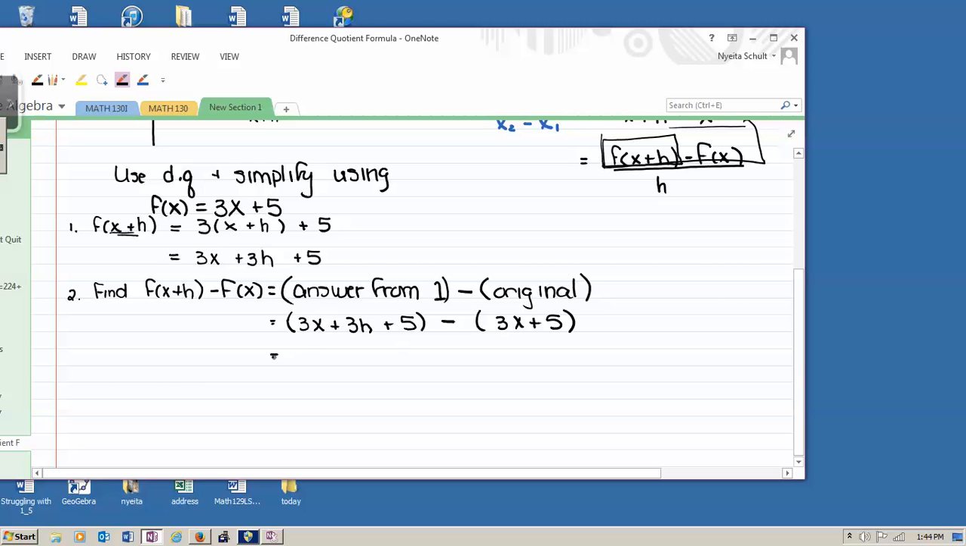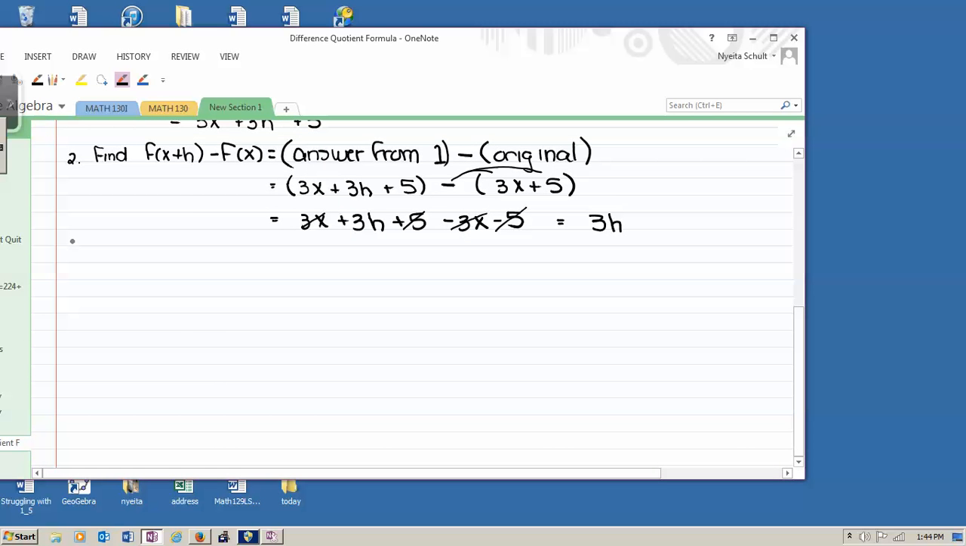When you distribute and combine like terms, you should notice something. One thing that you really should notice is everything in this original is going to cancel out with something in the first parenthesis grouping. The negative 5 goes, and the negative 3x is gone. And all you're left with should be a term with just h in it. Which takes us to our third step of finding the entire difference quotient. In other words, we're going to take our answer from step 2 and divide everybody by h.